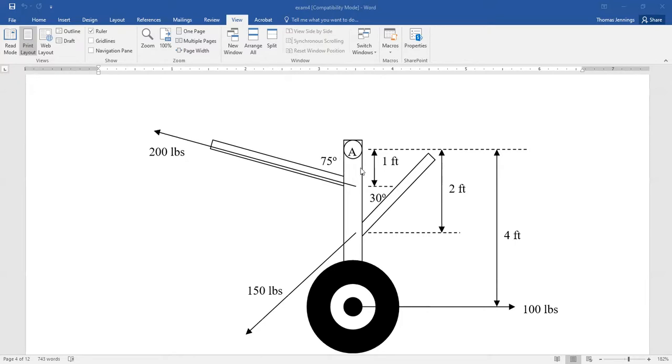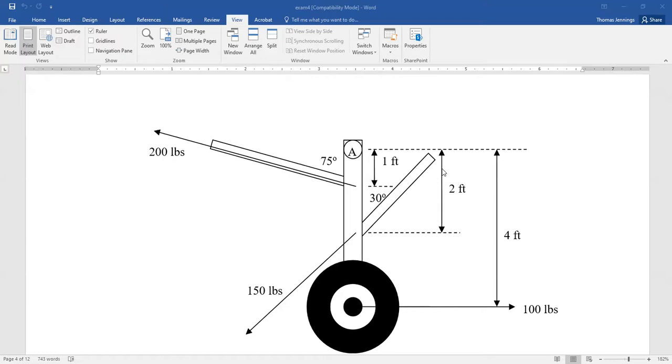Now, the 200-pound force is going to make a clockwise moment. So will the 150-pound force. 100-pound force is going to make a counterclockwise moment. And we learned counterclockwise moments are positive and clockwise moments are negative, although you could pretty much get away with whatever you want in this problem as long as you stated it. But our traditional statements would be clockwise negative and counterclockwise positive.